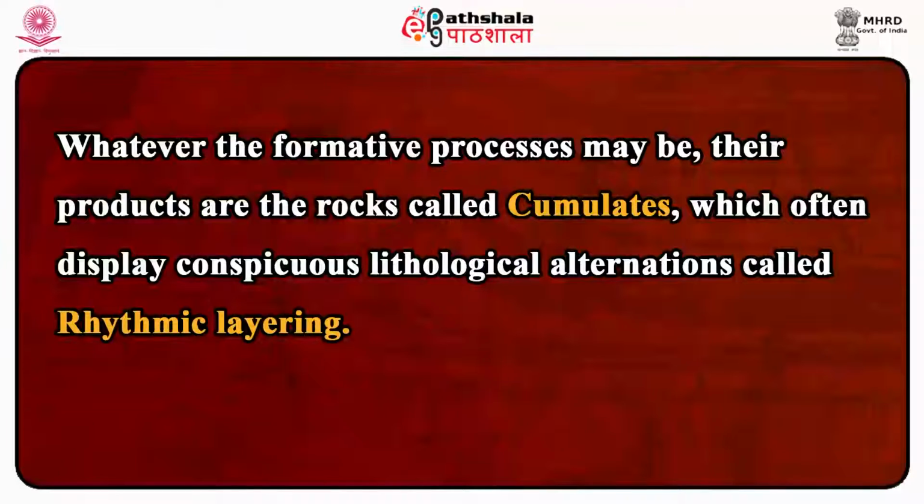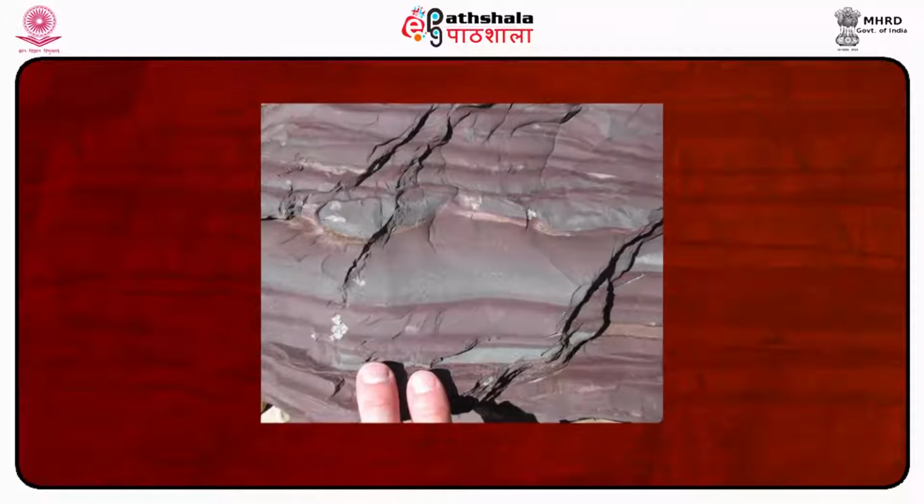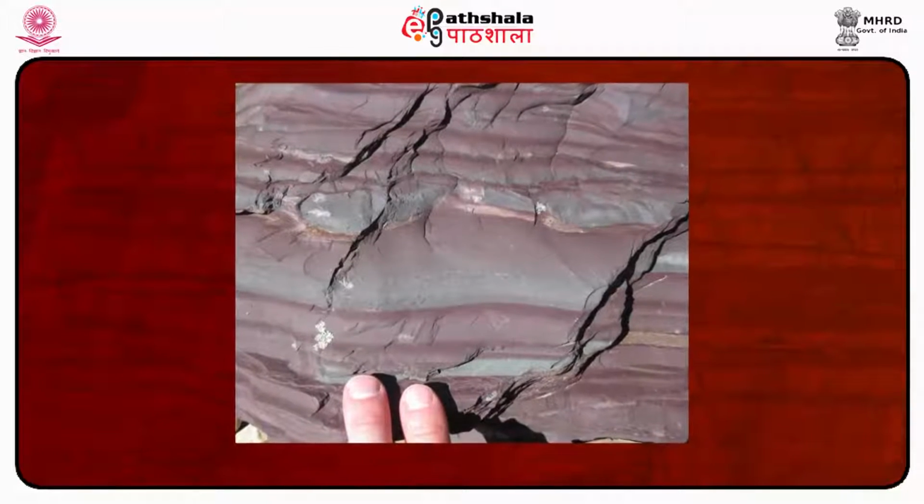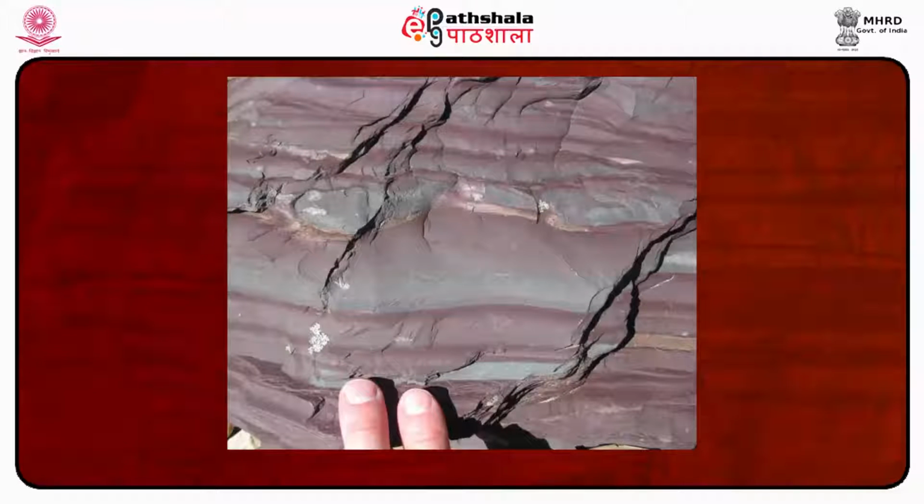Whatever the formative process may be, their products are the rocks called cumulates, which often display conspicuous lithological alterations called rhythmic layering. Owing to their frequent repetition in vertical sections of the plutonic bodies in which they occur, most of these intrusions appear to be funnel shaped, but the diameter of the funnel relative to its height varies greatly. The layering is generally discordant to the walls of the funnel.